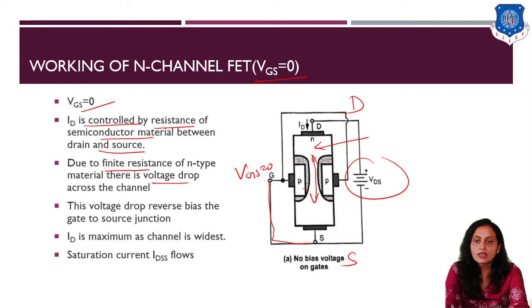Now here the channel width is widest, that means a very large channel width is there, a thin depletion region is available, and that is why the drain current is maximum. And this drain current is said to be IDSS, that is the saturation drain current.